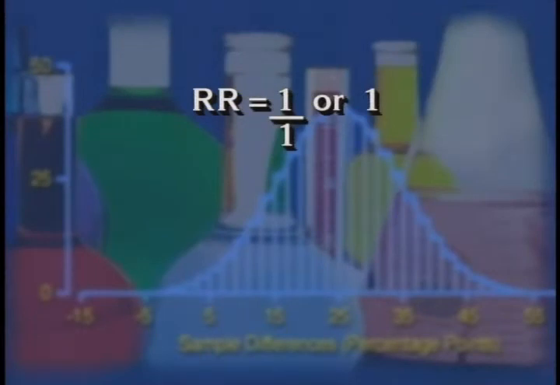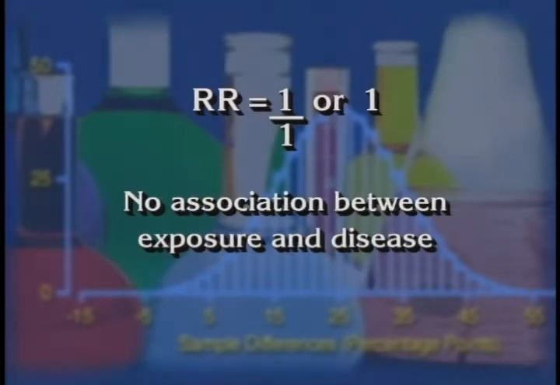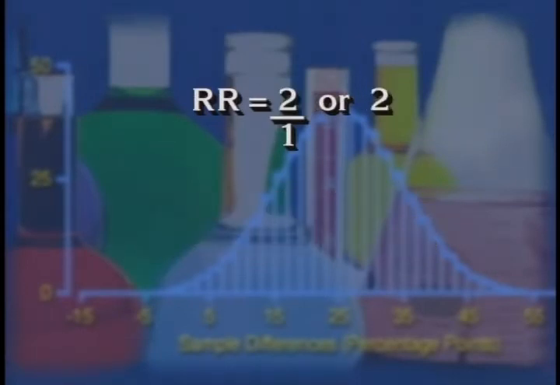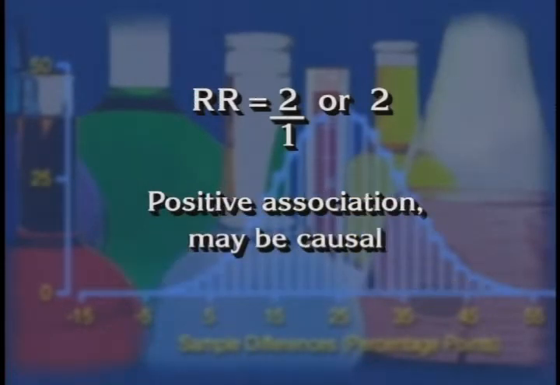How do we interpret that? Well, if the relative risk equals one, it means the numerator of that fraction is the same as the denominator. The risk in exposed people is the same as the risk in unexposed people, and there is no association between exposure and disease. If the relative risk is greater than one, it means that the numerator is greater than the denominator. The risk of disease in exposed people is greater than the risk in non-exposed people, and this is a positive association, and it may be causal. And we will shortly discuss how we move from association to causation.